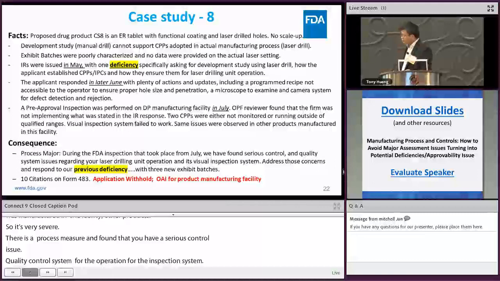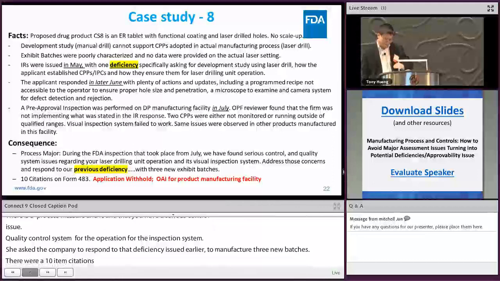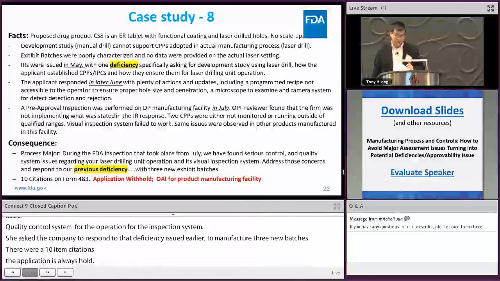And there are 10 citations on the Form 483. The application is withheld, and the manufacturing facility got an OAI, official action indicated, which means it's no longer in the compliance status. So it's pretty bad.